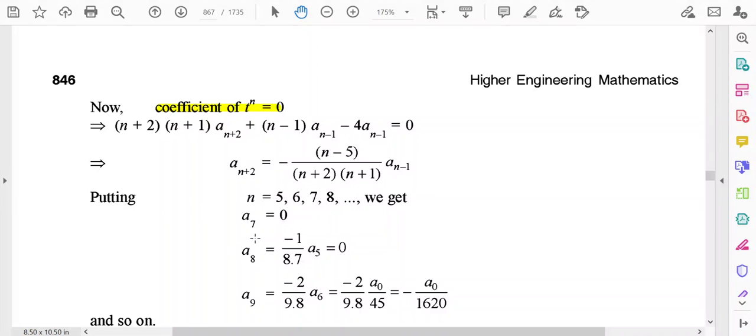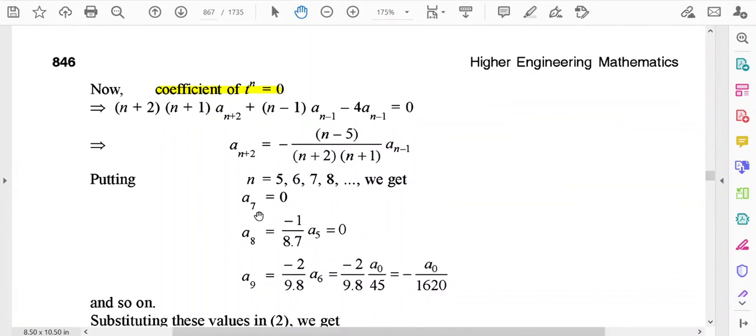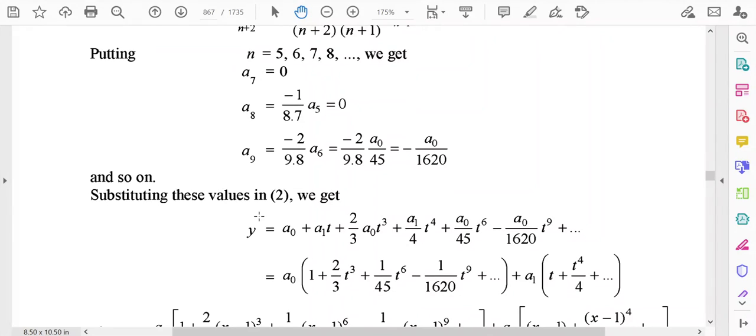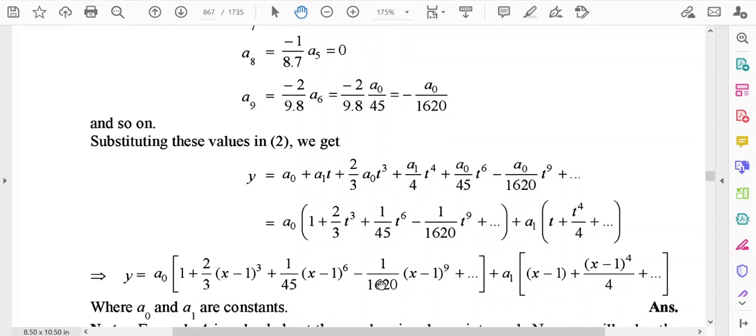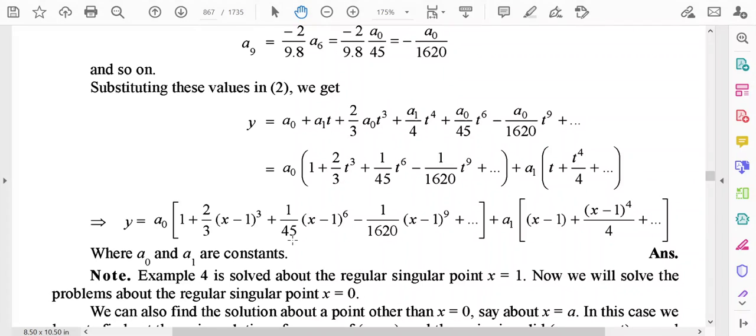For example, they have shown starting from a7, a8, a9 from the generalized expression. Then we have to substitute different values of a in the given power series expression for y. So after the substitution, you will get a simplified expression. This is the simplified expression. But lastly, you have to convert t to x again, because we have assumed that x minus 1 is equal to t. So this is the solution of the given differential equation.